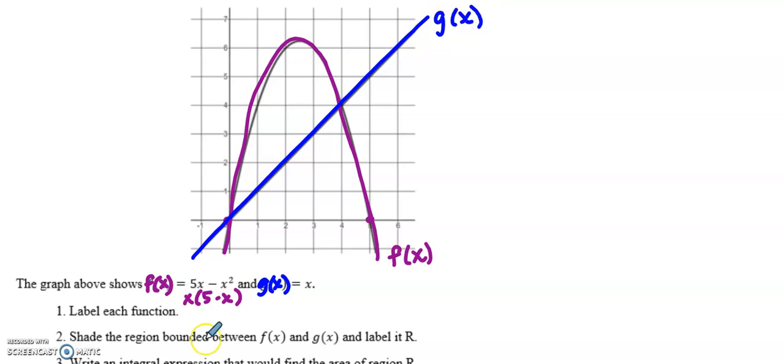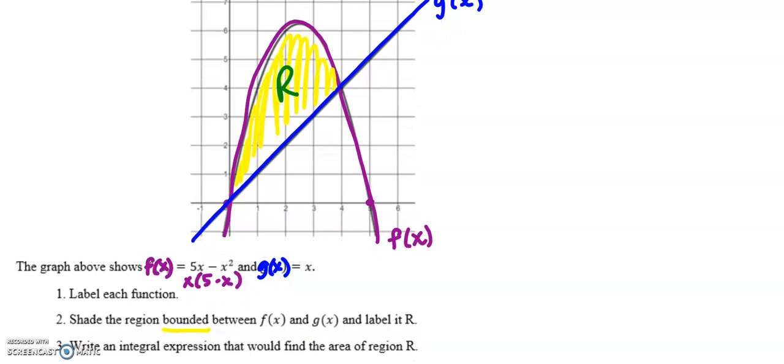Step 2, shade the region between f of x and g of x. So we have to have a finite area because we're shading something that is bounded and label it R. So it's got to touch the blue and the purple, and we will call this area R. Third part, write an integral expression that has an integral so that we can find the area of region R. Well, I know I'm going to need an integral. It looks like I start these connecting at 0, and I end these, because I'm painting perpendicular to the x-axis, at 4.